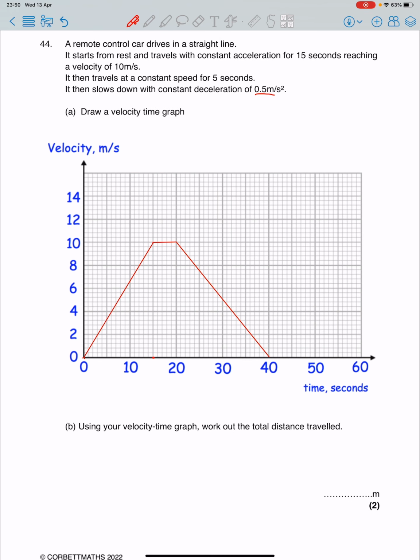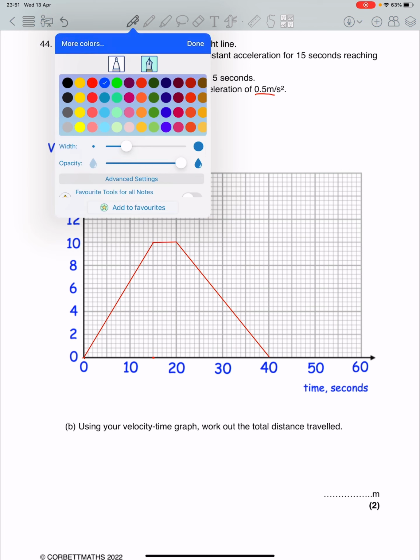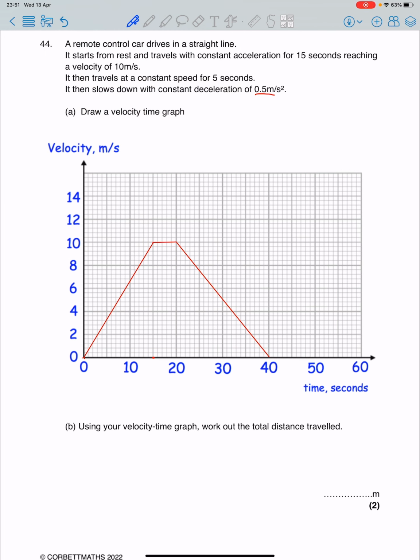Now, part B, using the velocity time graph, work out the total distance traveled. Well, that's just going to be the area. So we've got here a trapezium. So we're just going to annotate this trapezium over here. And we can see that this has a length of 5, and the bottom bit has a length of 40, and the height is 10. There we go. So half the sum of the parallel sides times the height between them. That is how you find the area of a trapezium.